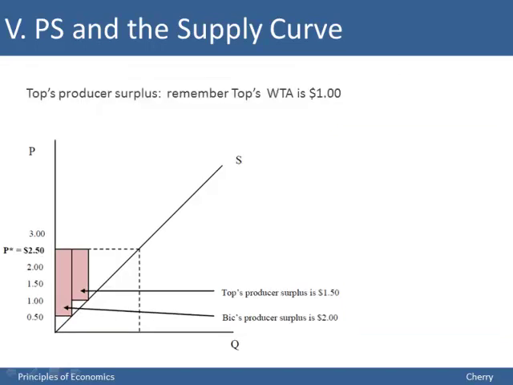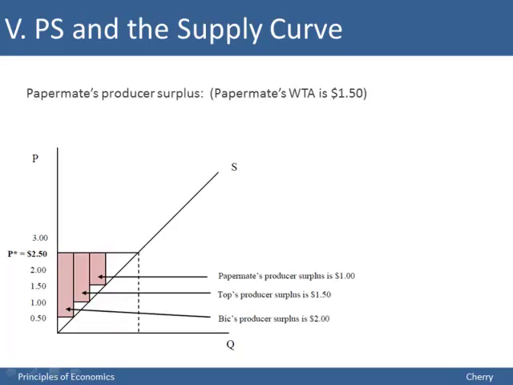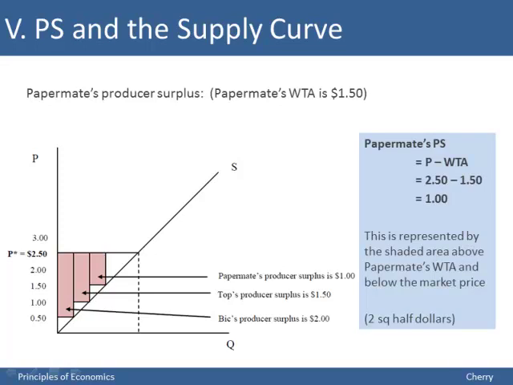So now let's move to TOPS' producer surplus. Remember, TOPS' willingness to accept was $1. Given the market price is $2.50, that leaves a producer surplus for TOPS of $1.50, and that's represented by the shaded area. Then you have Papermate. Their willingness to accept is $1.50, and with a price of $2.50, that means that Papermate's producer surplus is $1, and that's represented by that shaded area, 2 half-dollar squares.